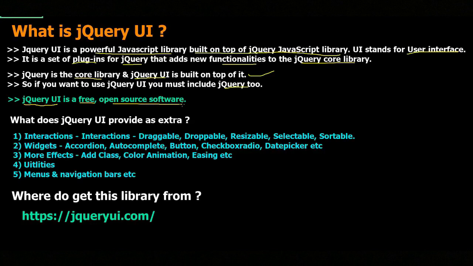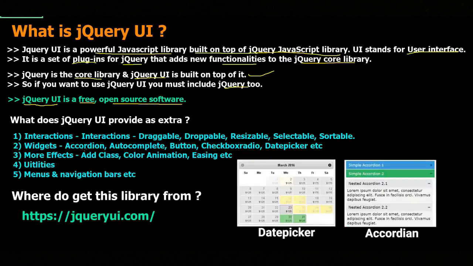So what does jQuery UI provide us as extra? jQuery UI provides us with interactions. Interactions are something that you do with the HTML elements on the web page on the front end. So you can have draggable, droppable, resizable, selectable and sortable kind of features. Sometimes we get advanced user interfaces wherein you can drag and drop some elements on the HTML UI. For example, let's say you have a very interactive and nicely designed calendar, and you can drag and drop the different tasks onto different dates of the calendar, something like that, okay?